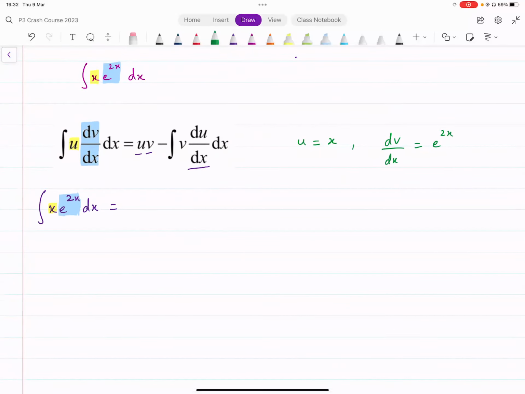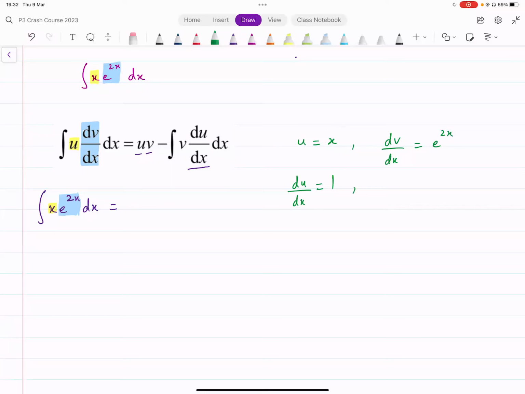Now, what do we do for that? We know that u is equal to x. We differentiate it to find du over dx because we need to put that on the right side here. We need to put du over dx here. We know that u is x. We find du over dx. Let's see what that turns out to be. The derivative of x with respect to x, that's just 1.